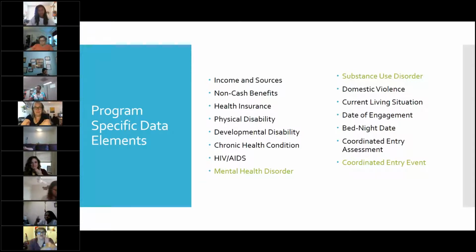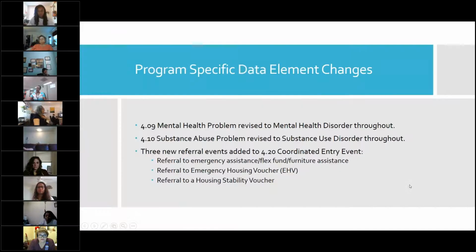Next, we'll be discussing the items that have been revised and added in the program-specific data elements. Program-specific data elements provide information about the characteristics of clients, the services that are provided, and the client outcomes. The changes in the program-specific data are minor and will not change overall data collection processes.